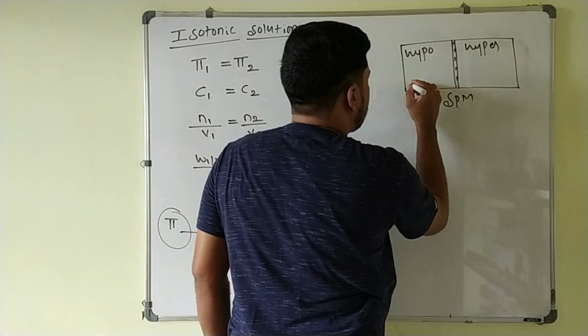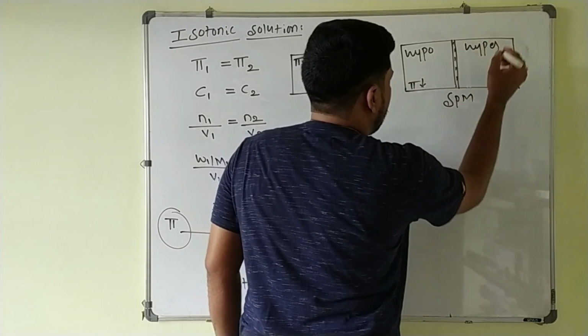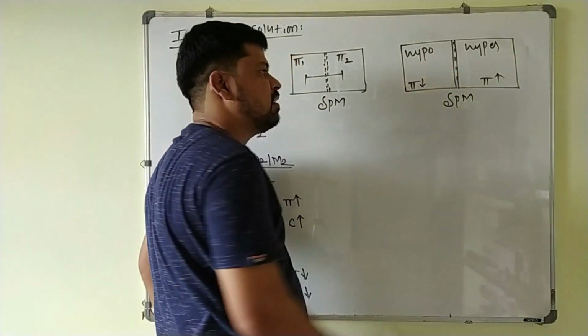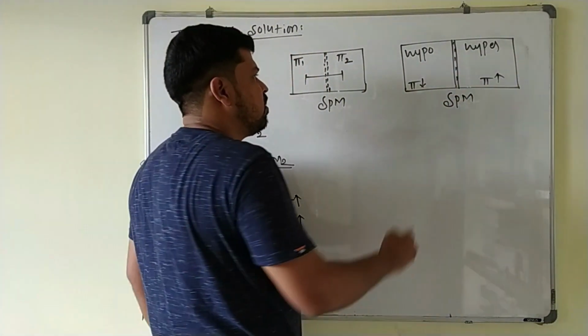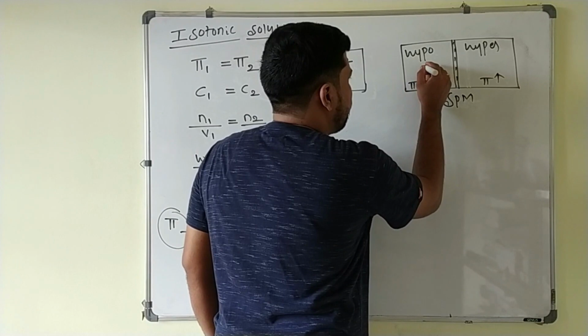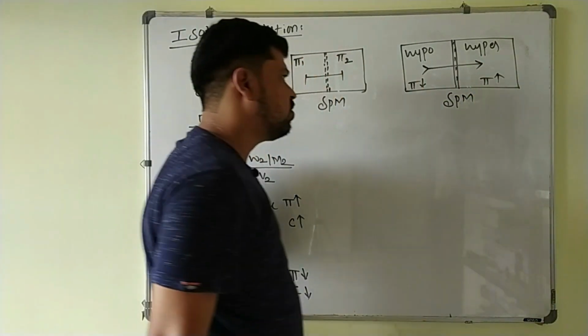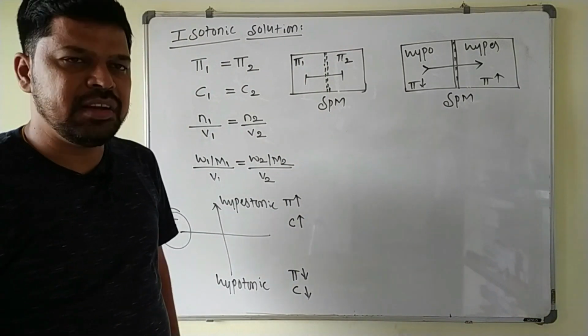For hypo, osmotic pressure is low, and for hyper, osmotic pressure is high, more concentration, and this is having less concentration. So the movement of solvent molecule always takes place from what? Lower concentration to the higher concentration. So this is very important, you have to keep in mind.